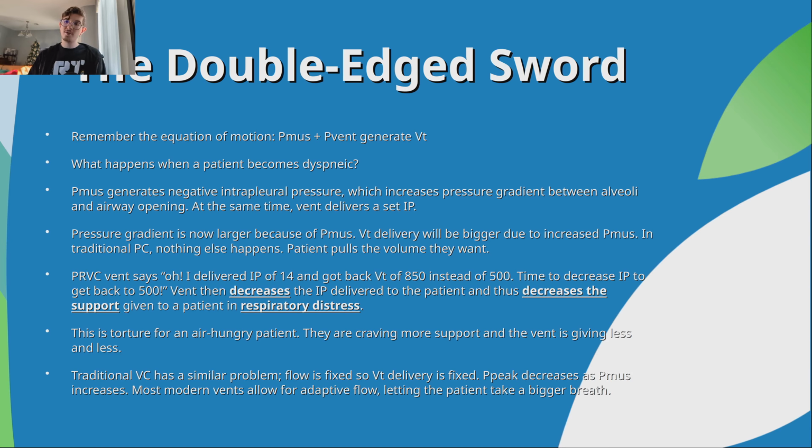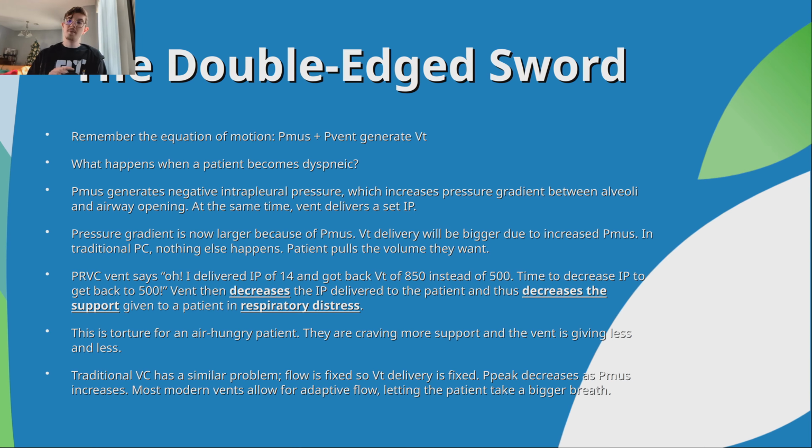Now, traditional volume control can have a similar problem. The flow is fixed, right? It gives X flow for X time to give X volume. Basically, as the patient's muscular effort increases, peak pressure is going to decrease. Plateau pressure is going to decrease, basically, but tidal volume is not going to increase because the flow is set. The patient is locked out. They get exactly the flow that the ventilator delivers.